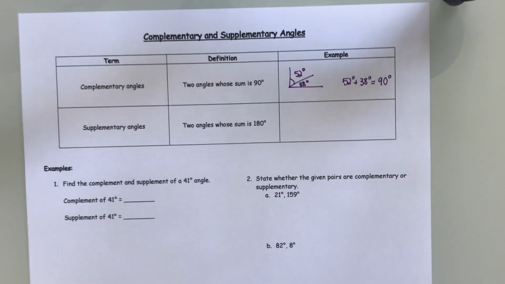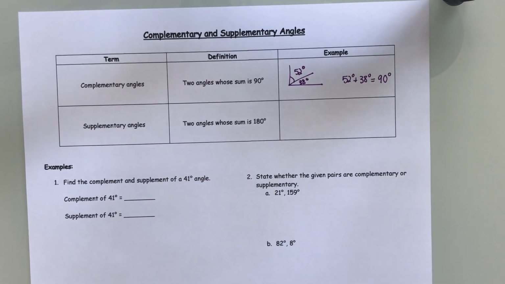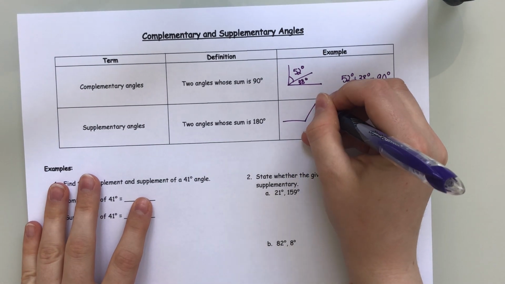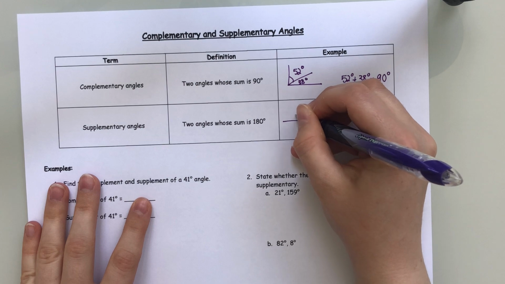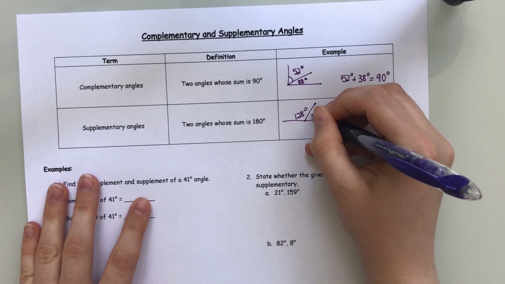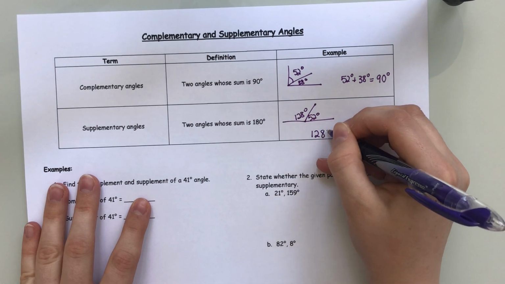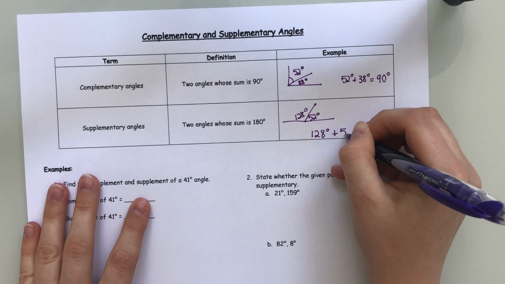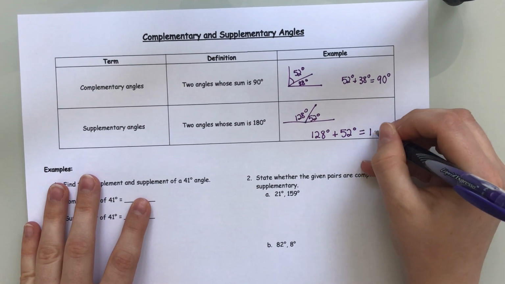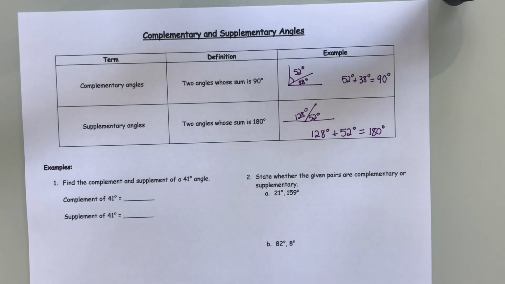Supplementary angles is our other new term this week. These are two angles whose sum is 180 degrees. An example would be, let's say we had an angle that measured 128 degrees and another angle that measured 52 degrees. If we check that, we would do 128 degrees plus 52 degrees. And if you add those together, we would get 180 degrees. So these two angles are supplementary.